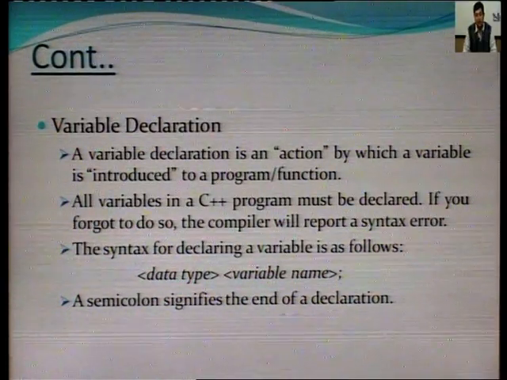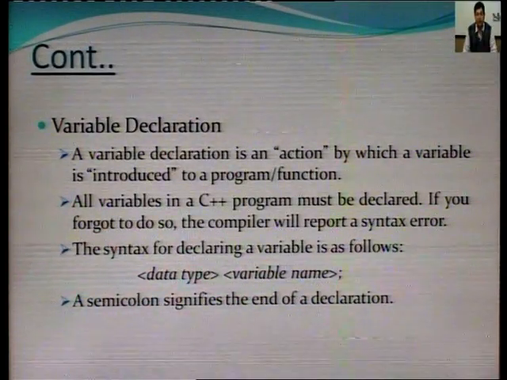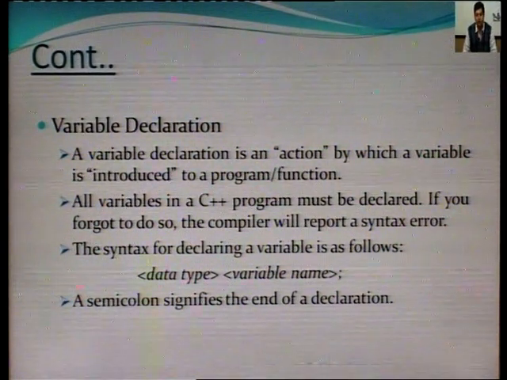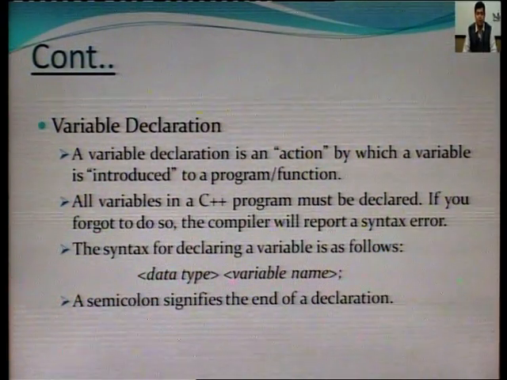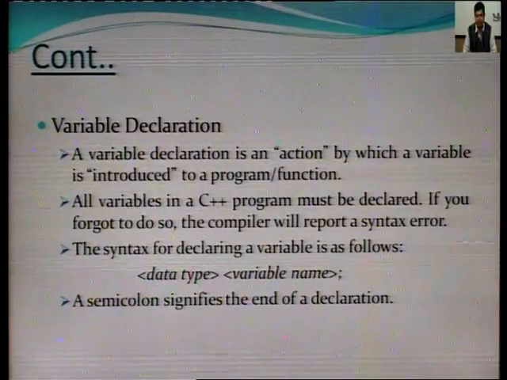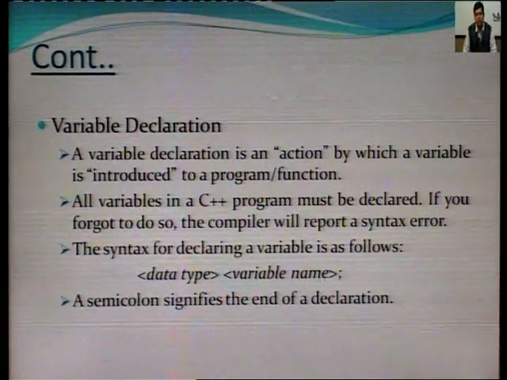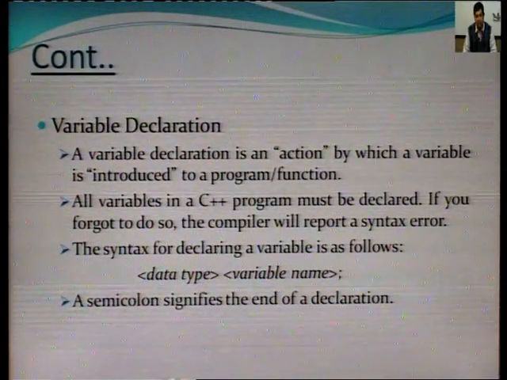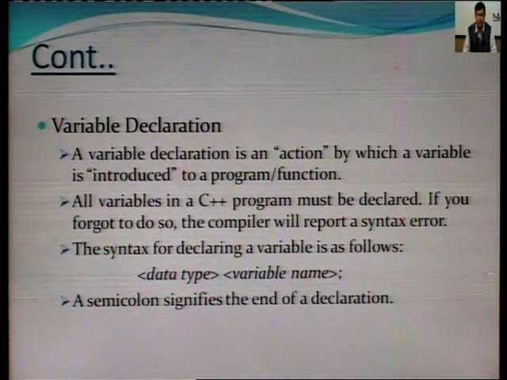If you forget to do so, the compiler will report a syntax error. And if you don't declare a variable and use it straight away, the compiler will show an error. The syntax for declaring a variable is the data type and then the variable name. You have to specify the data type as integer, Boolean, character, or whatever it is. Then the variable name, you can give names like x1, x2 or ABC, whatever you like. There are naming rules for naming a variable. Then a semicolon, which signifies the end of the declaration. Every statement is terminated by a semicolon, so a declaration also has to be ended somewhere.